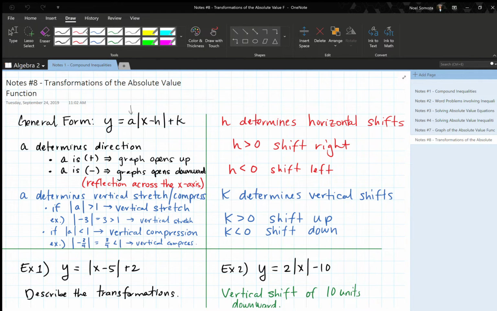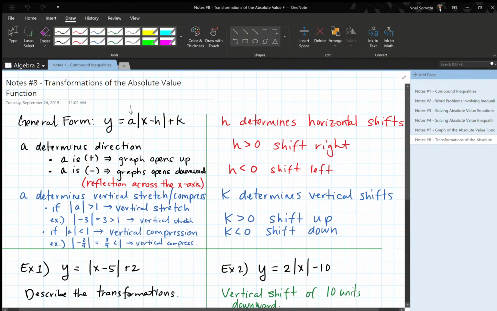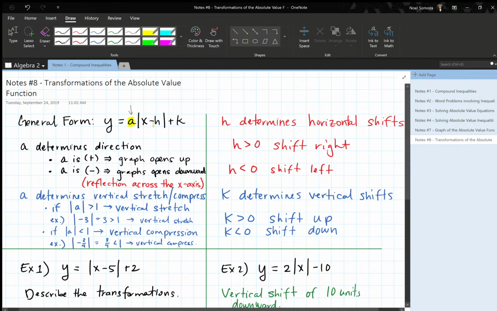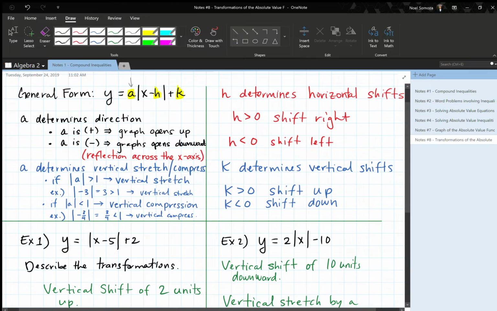Okay, so we're going to go back to the general form of the absolute value function. We have y equals a times the absolute value of x minus h plus k. We're going to spend time focusing on each one of these variables, which is a, h, and k. We saw a little bit about what they do in the handout, and I'm just going to go into a little bit more detail. So just like before, a determines direction.